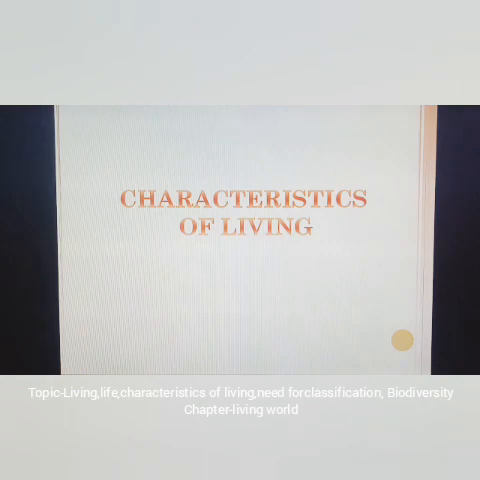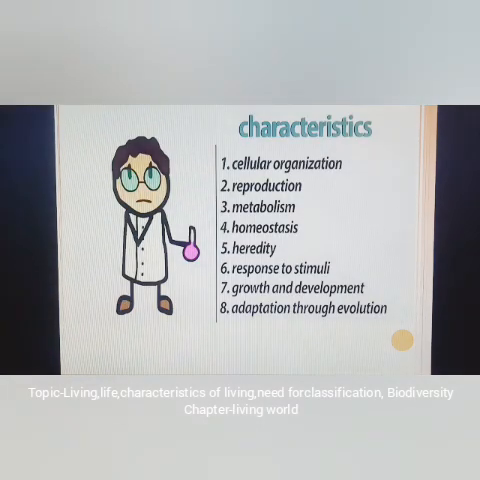Now we are moving to the next thing, that is characteristics of living things. That means whatever basic characteristics should be there for any living thing, or which organisms should have life. Let's see, these are the characteristic features. First one you can see is cellular organization. Obviously any living organism should have cellular organization. Without cellular organization, obviously we can't think about any living organism.